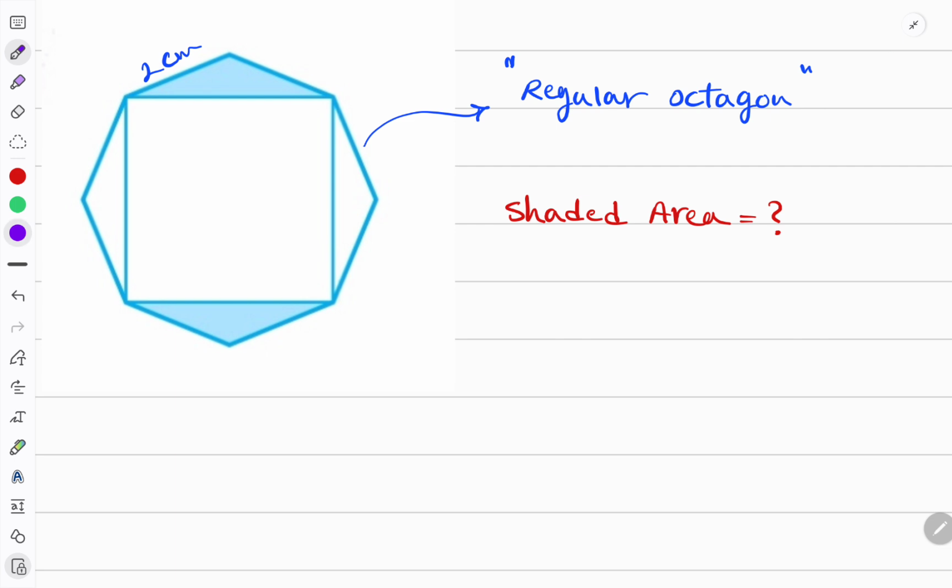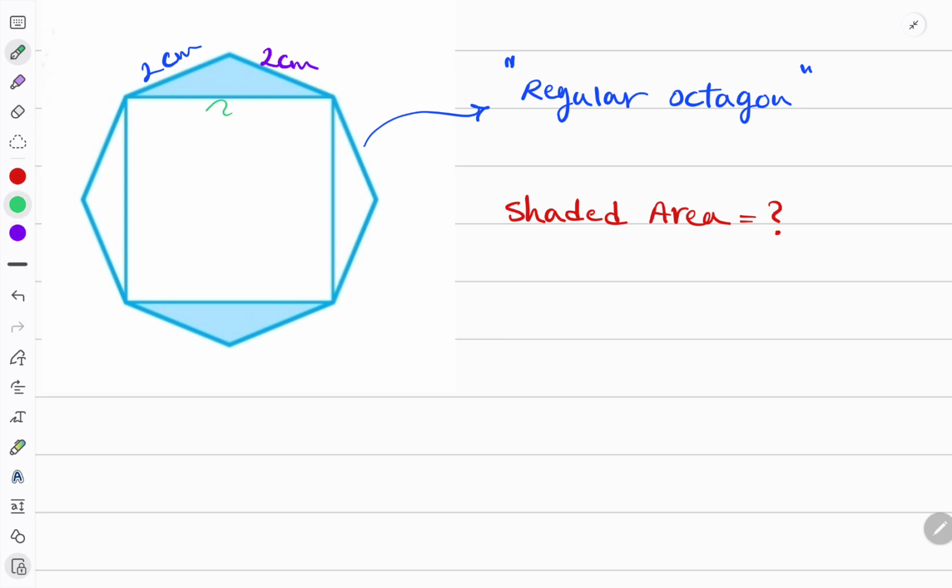The first thing that I'm going to talk about is a regular n-gon. What is a regular n-gon? A regular n-gon is a polygon with n equal sides and n equal angles. So because we have a regular octagon, it means we have a polygon with 8 equal sides and 8 equal angles. Because the side length is 2 centimeters, we have another 2 centimeters for the other side of this octagon.